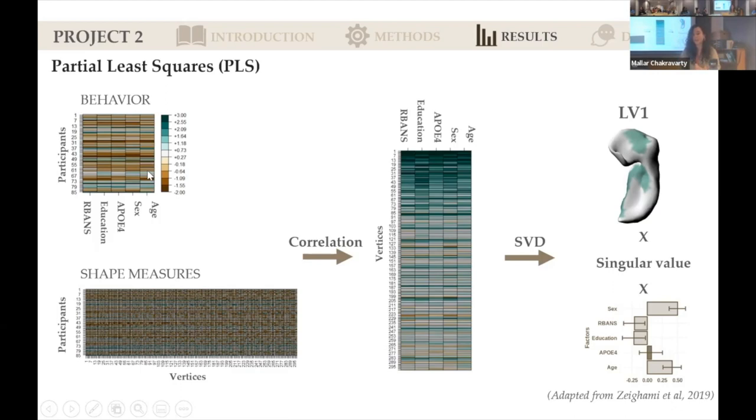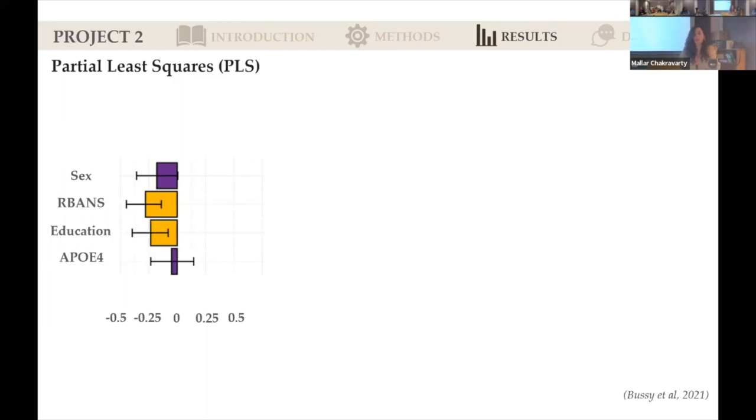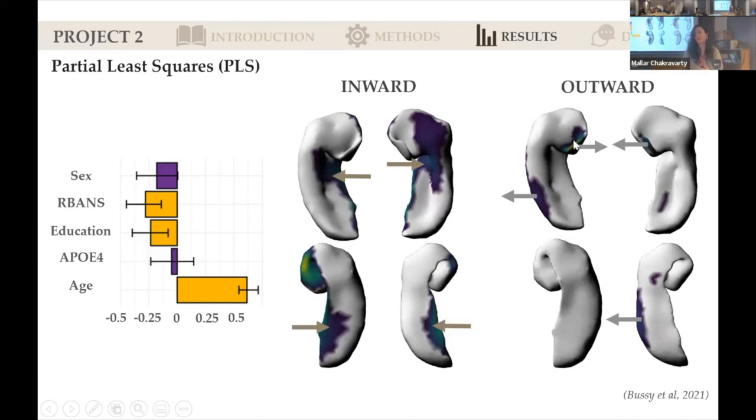So we did that for both surface area and displacement. I'm just going to show displacement for a matter of time. For the behavioral findings, we found that sex was not significant. We found lower education, APOE4 was not significant, and increased age was related to inward displacement in this most medial region of the hippocampus, and outward displacement in the most lateral part of the hippocampus, as well as in the uncus. So if you put these two patterns together, you can see that there is this increased C shape with aging and with lower cognition.